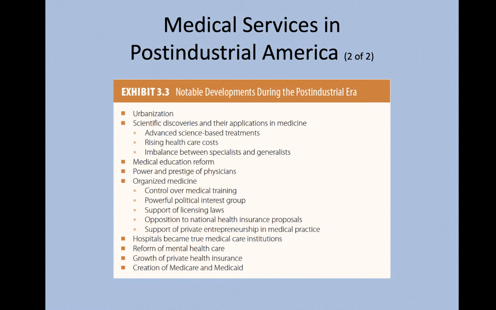So what do we see now as we move into post-industrial America is we see urbanization. Basically, more urban areas, scientific discoveries and their applications in medicine. We see a big medical educational reform, and we see that we have more power and prestige of physicians. Organized medicine. Hospitals become true medical care institutions. We see a reform of mental health care, which, it needed it. And we have growth of private health insurance and the creation of Medicare and Medicaid.